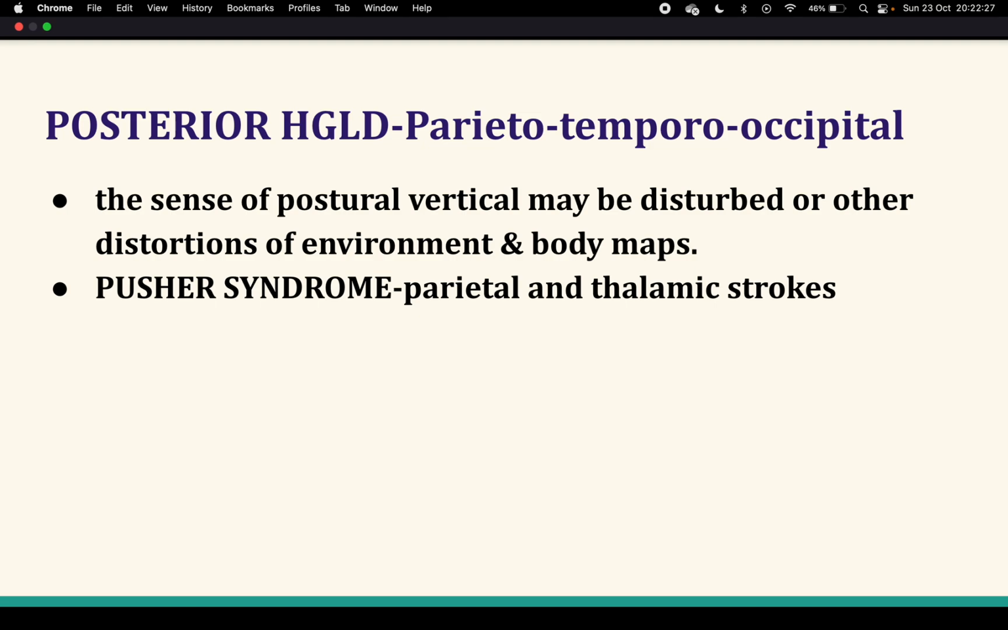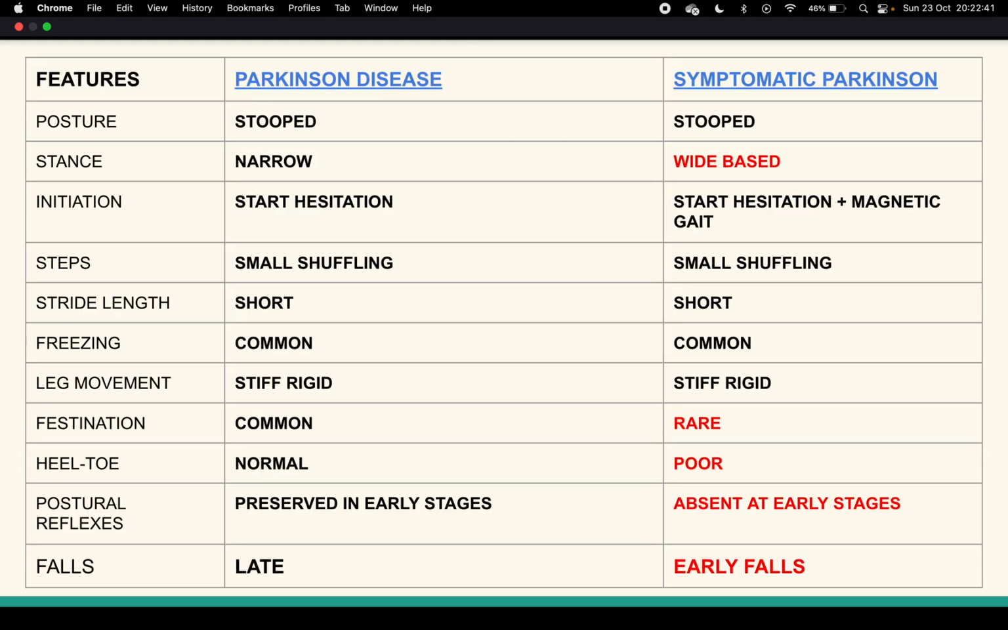There is one term called Pusher syndrome, where the lesion is in the parietal and the thalamic areas, which is usually seen in stroke. The sense of postural vertical can be disturbed, with other distortion of the environment and body mass.